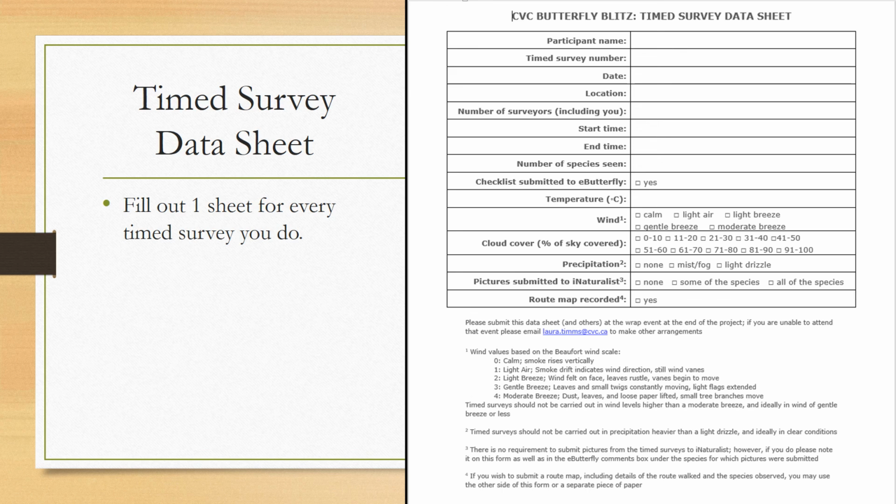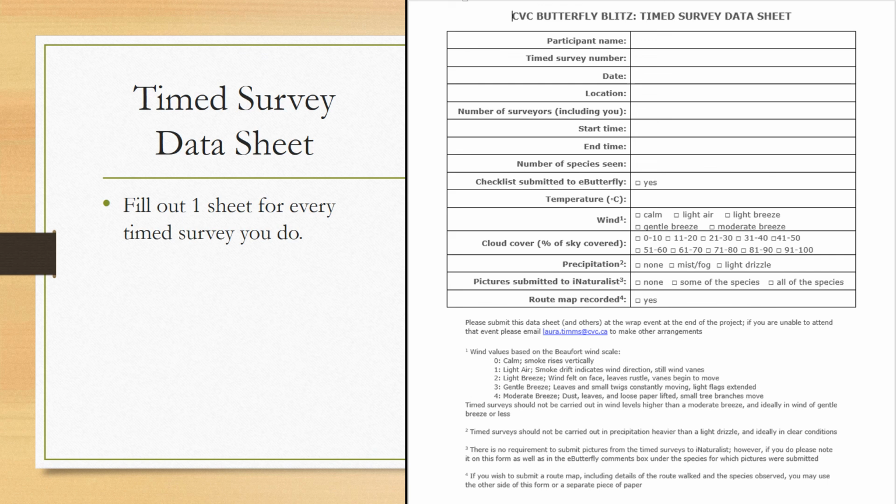In terms of cloud cover, that's a little bit of an estimate. You're going to look right up into the sky and give yourself a general percentage of how much of that sky is covered. And again, as close to accurate as you can is great. Precipitation, there really shouldn't be any when you're out there. You don't necessarily want to be looking for butterflies when it's raining out. So there's really only 3 options here. Either there's no precipitation, there's a little bit of mist or fog, or it's a very light drizzle, because you can sometimes get some butterflies in that kind of weather as well.